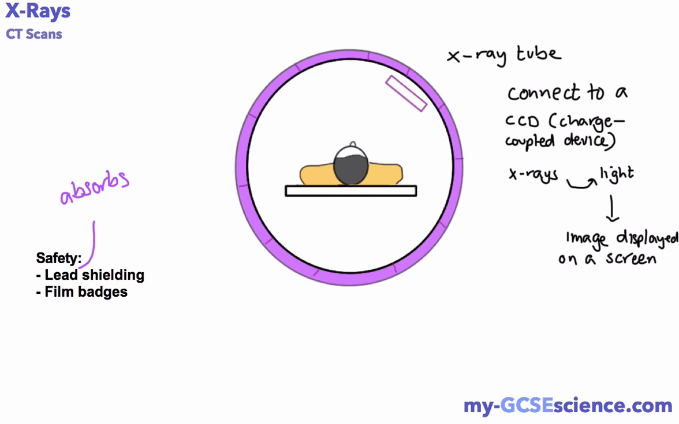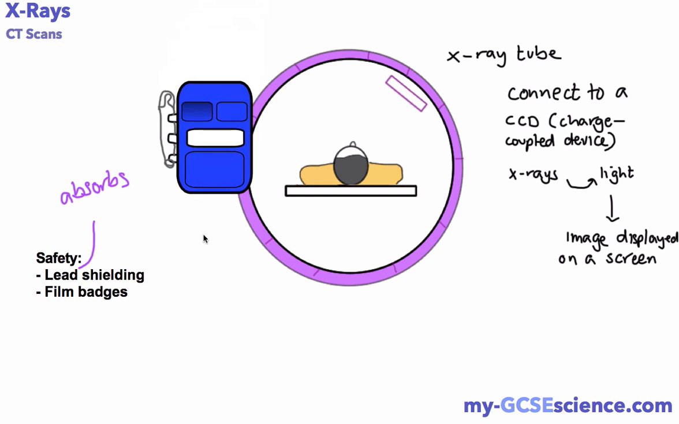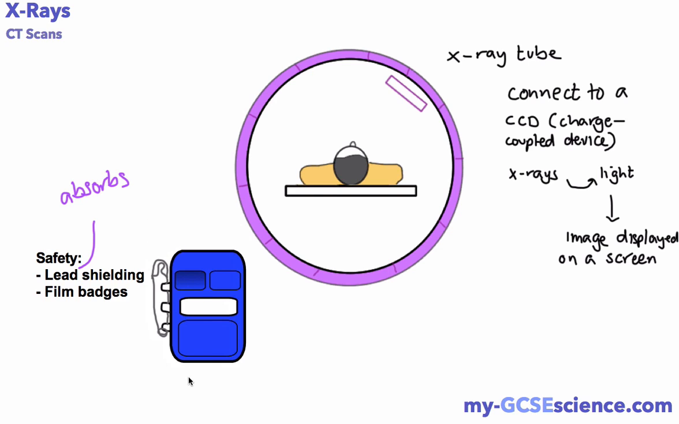The second way in which people are protected is by using what we call film badges, and this is basically a badge. You can see the size of it. There's a safety pin on the side there, and this is worn by people who work with X-rays. There's a film inside, in a plastic casing so that the X-rays can actually get through. This can be checked on a regular basis to see the dose of X-rays that this person has been exposed to, and if it's too high, obviously they need to be removed from that environment.